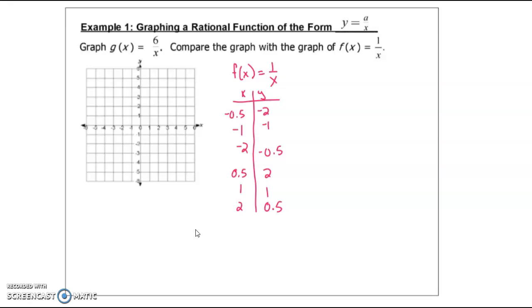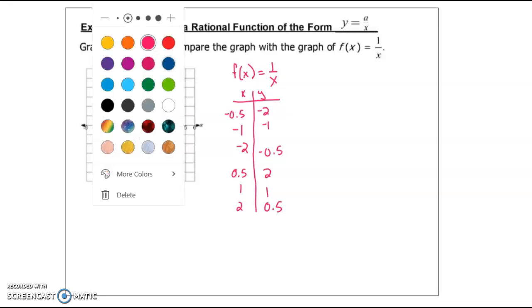All right, so where this branch occurs is right here. And that's the branch down in the third quadrant. And then it has a symmetrical branch that occurs also up here in the first quadrant. And that's the parent function, the 1 over x.